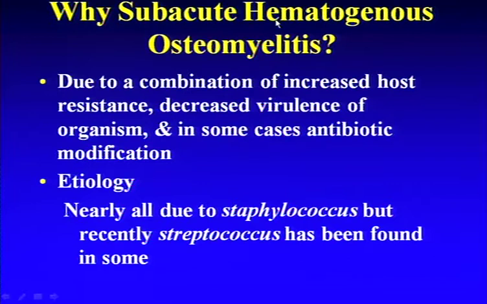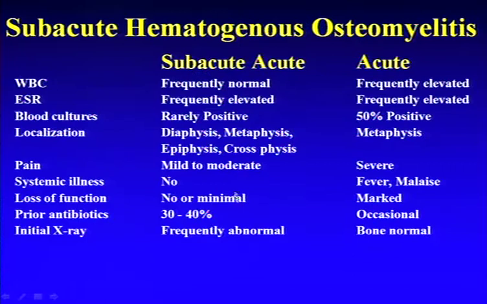And why do you get subacute osteomyelitis? It's a combination of decreased virulence and increased host resistance, likely, and perhaps the fact that patients are healthier and get on antibiotics earlier. And they're usually staph or strep species. And here are some of the differences graphically between subacute and acute.